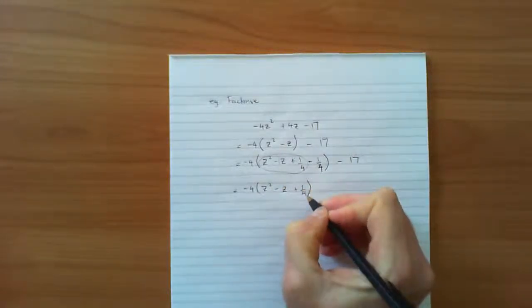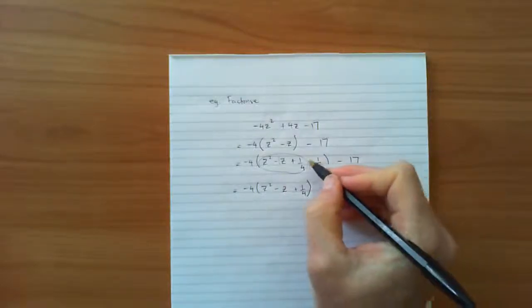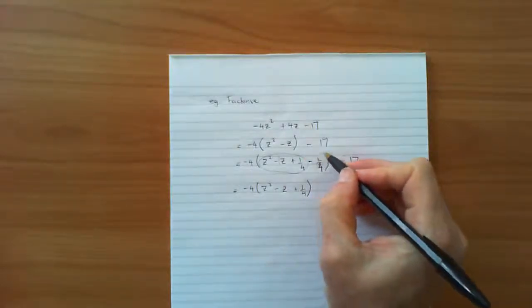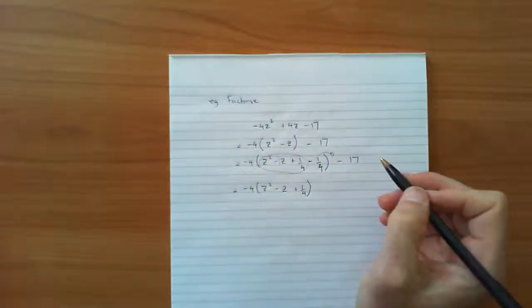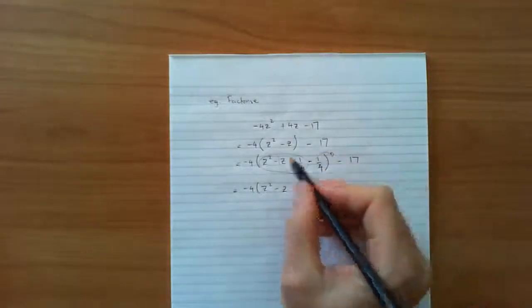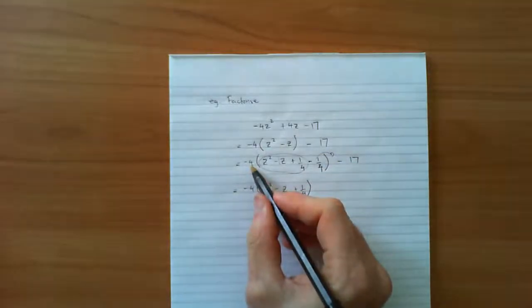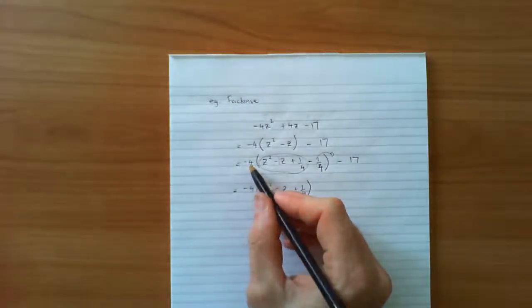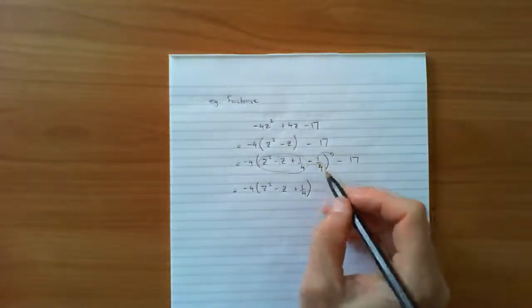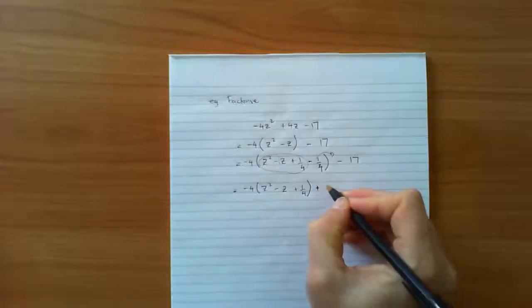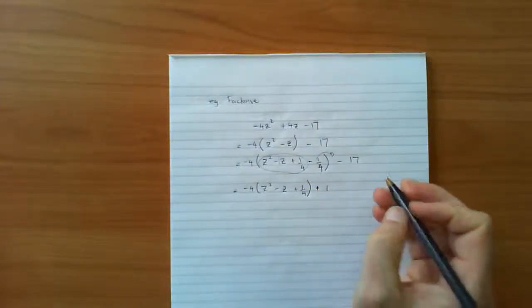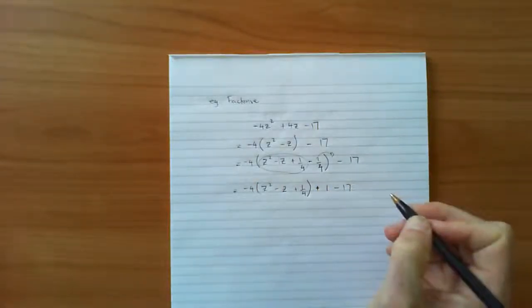Now I'm going to close my bracket. But in order to close my bracket there, this fella here needs to get out. In order to get out of the bracket, he needs to be multiplied by negative 4. So negative 4 times negative a quarter is going to be a positive 1. 4 times a quarter is 1. Take away 17.